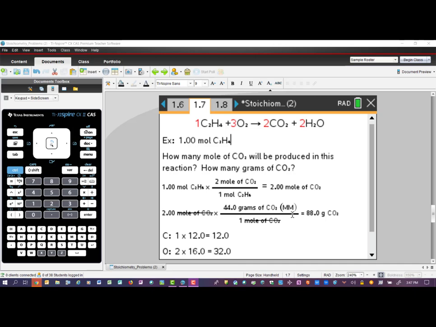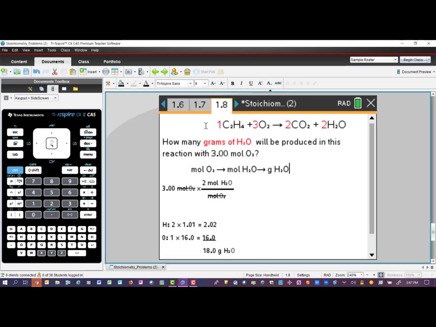I'm going to actually show you how you can do this all in one calculation, because most of the time you're not going to be asked the separate problems like this to give you a hint to go to the moles first and then the grams. You're going to have to remember that you have to go through moles first to be able to get to grams. So, for example, on this particular problem here, same equation here. We got ethene reacting with oxygen to give us carbon dioxide and water. But this one is asking how many grams of water will be produced.